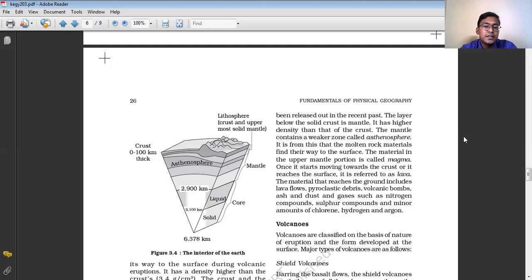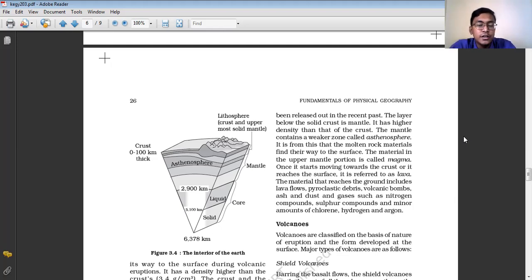Basically the lava comes out, along with pyroclastic debris, the different types of chemical debris which can be found in the earth's interior, and volcanic bombs. Volcanic bombs refer to this: when the volcanic eruption takes place, first an explosion takes place and the lava comes out, and after some time the materials are formed in such a way that once they come in contact with the surface, they explode. That is why they are known as volcanic bombs.